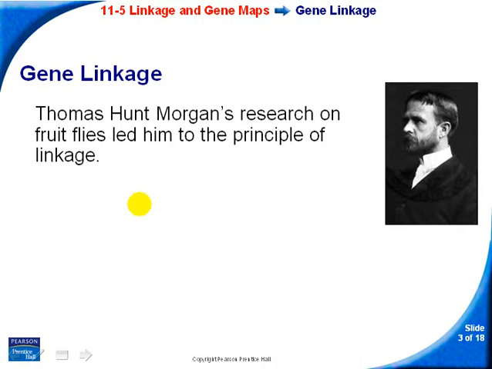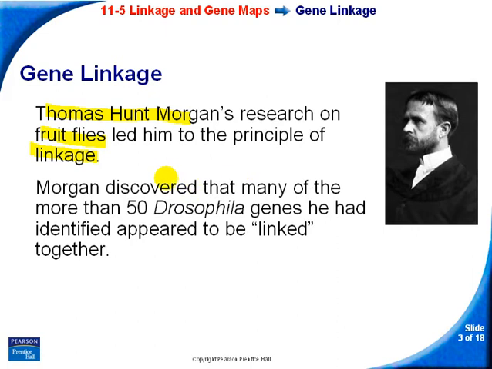So Thomas Hunt Morgan was a guy who did work on fruit flies, and fruit flies are really easy to use, as we've talked about. They breed quickly, they're easy to keep, they're easy to take care of, and by using them, he came up with a theory on what's called linkage. What he found was that some of the genes that the Drosophila, the fruit fly, had appeared to be linked together.